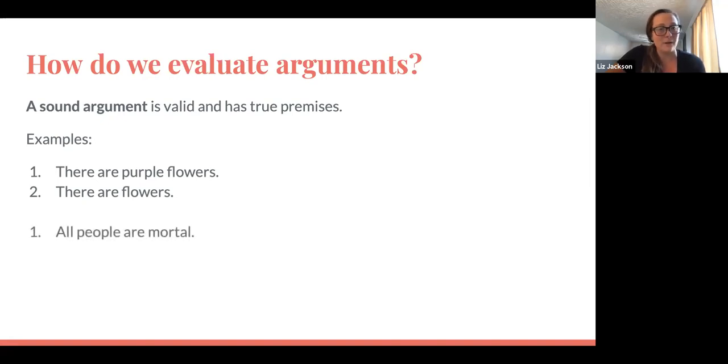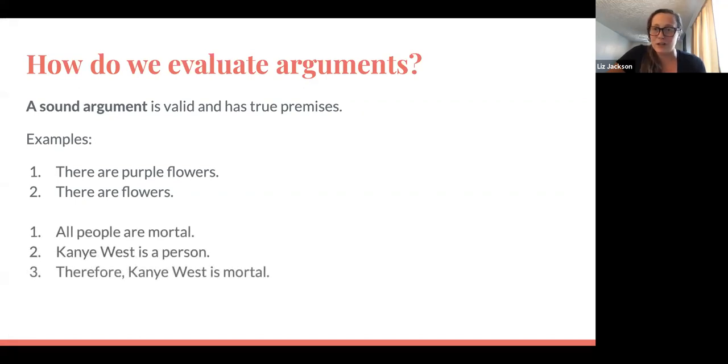Here's another example. All people are mortal. Kanye West is a person, therefore Kanye West is mortal. We actually used the same example when we were talking about valid arguments. So this argument is both valid and sound. The premises support the conclusion and the premises are true. So all sound arguments must be valid, but it's not true that all valid arguments must be sound.